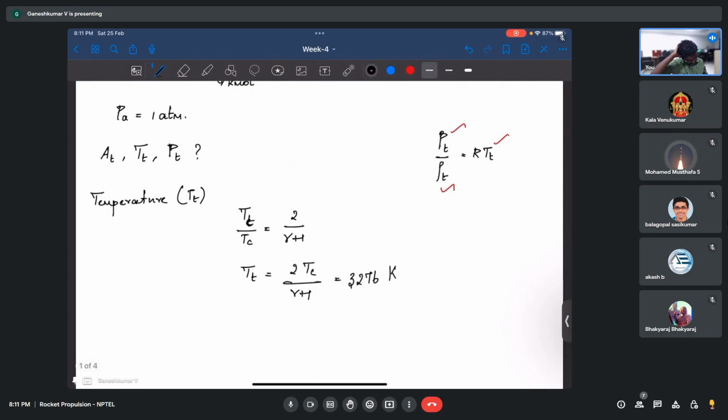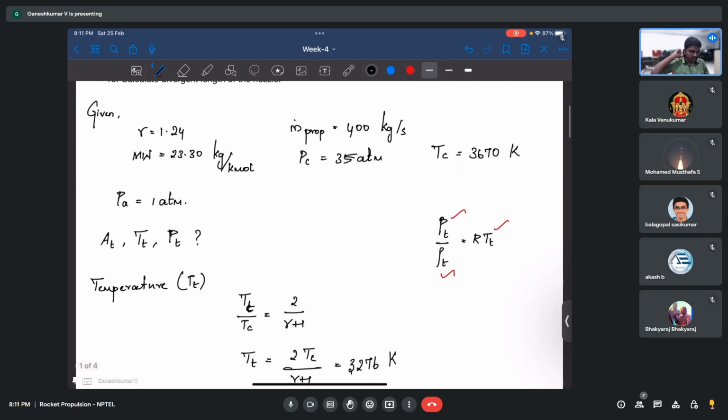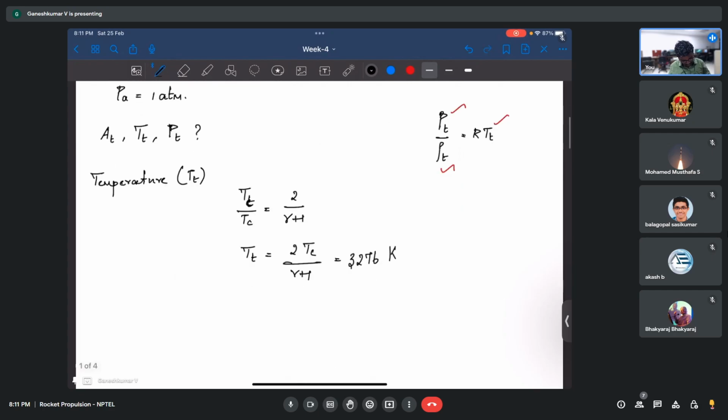The temperature is 3276. At the chamber the temperature is 3670, so it keeps on falling. And if I have a supersonic section at the divergent part, it is going to keep falling. Okay, so this is how you find it.